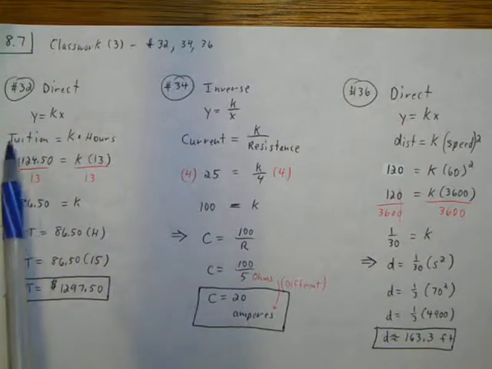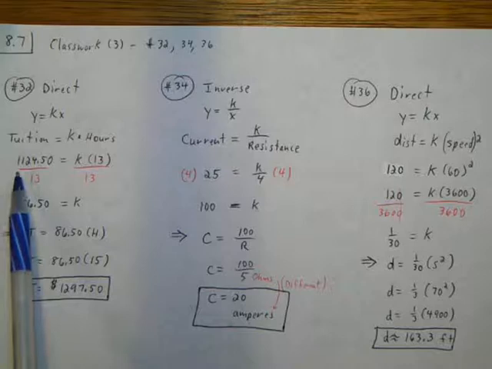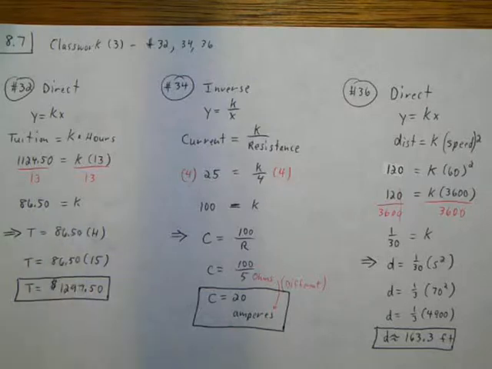So we wrote it just like we kind of did before. We had the situation, 13 credit hours was 1124. Solved to find our constant 8650. And have our equation plugged in how much for 15 credit hours.